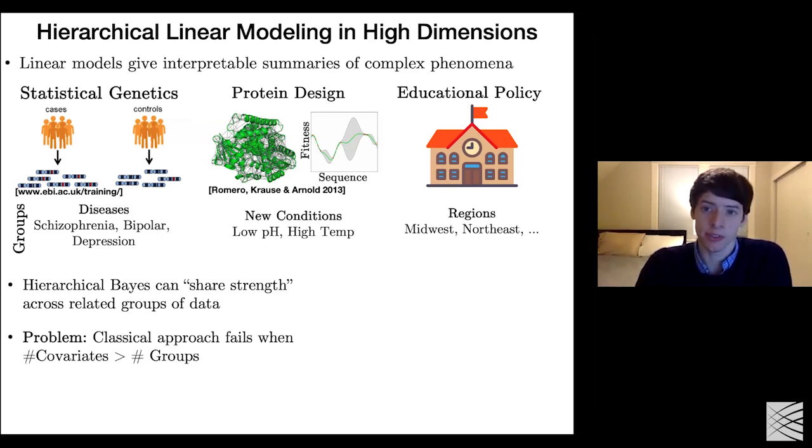This idea of hierarchical modeling has been around for a long time, and there's a standard classical approach that I'll get into in quite a bit of detail later in this talk. The problem is that this approach can fail in the high-dimensional setting, and in particular when the number of covariates in our regressions is larger than the number of groups.